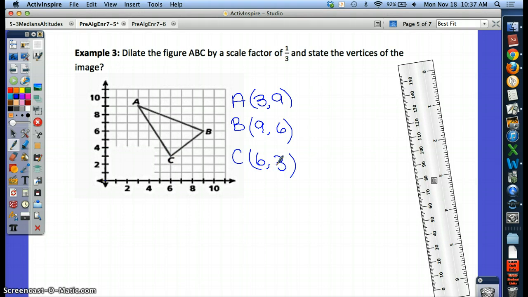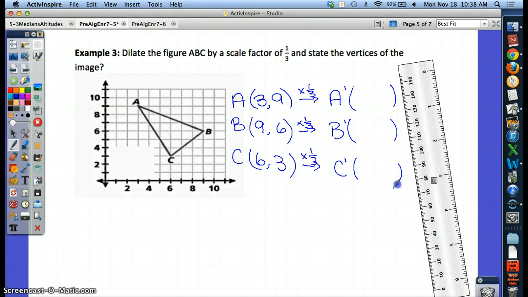When you dilate on the coordinate plane, you're still multiplying by that scale factor. We're going to multiply these points by 1/3. And guess what? You multiply the X and the Y by 1/3. You have to multiply everything you see. That's going to give me my new A, my new B, and my new C. So my image, what's coming from A, B, and C, are my images here. These are your new ones. So put those primes on there and let's multiply.